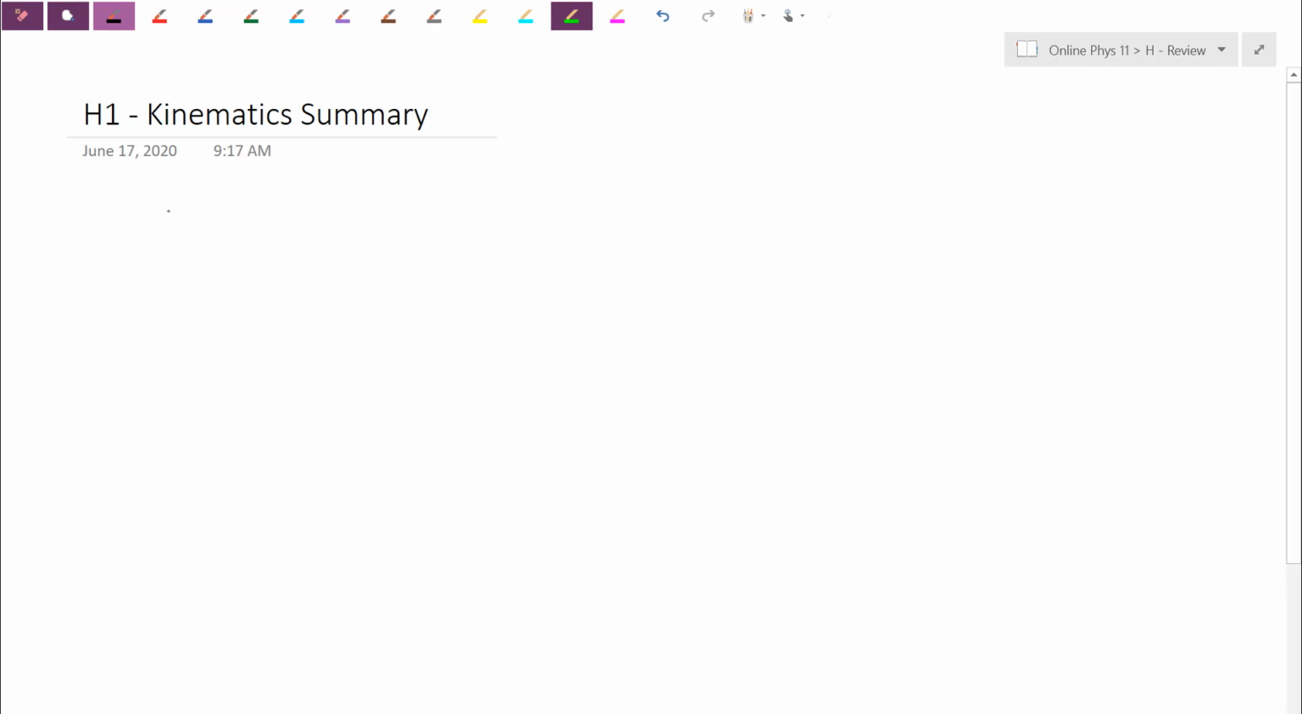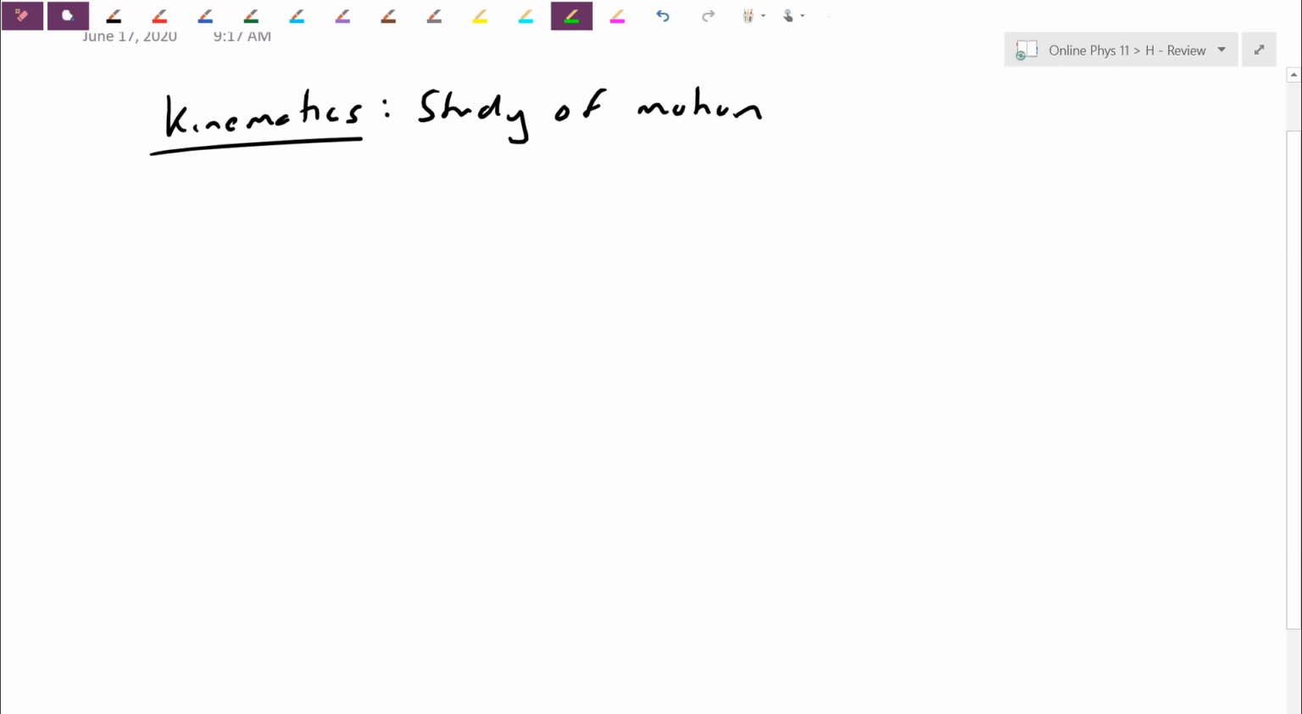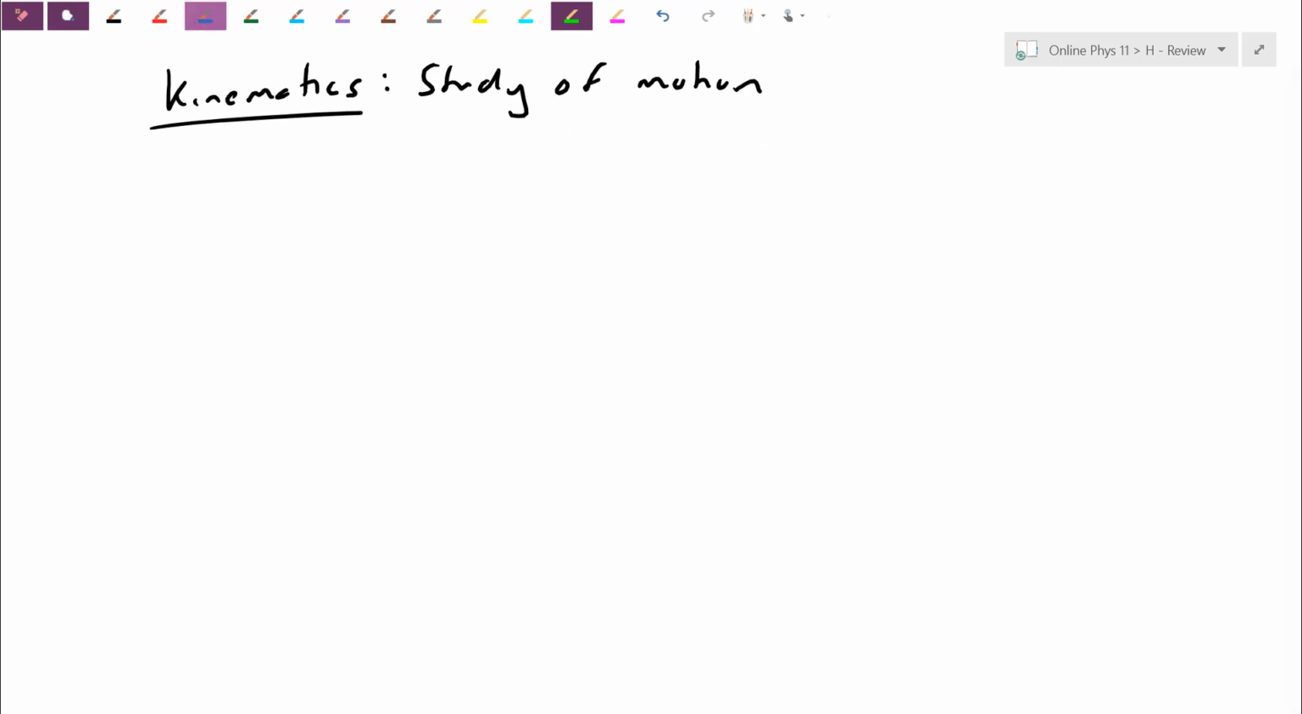So we have our kinematics. Kinematics is essentially the study of motion. How far, how fast, those ideas here. Turns out in physics, quantities can be separated into either what's referred to as scalars, or what's called a vector.